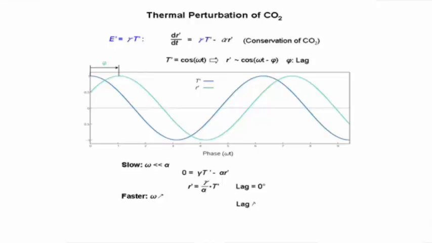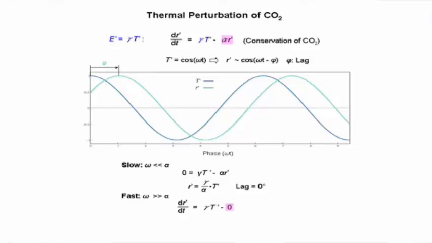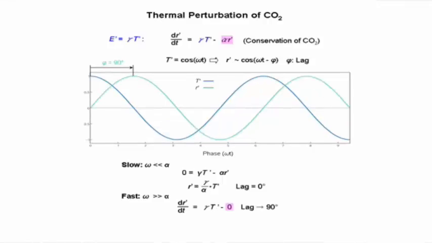At frequencies much faster than alpha, absorption then becomes negligible. The conservation law then reduces to a balance between the rate of change of CO2, that's the time derivative on the left-hand side, and thermally induced emission that forces it. CO2 then evolves like cumulative temperature, the integral of temperature. At these frequencies, CO2 assumes a limiting lag of 90 degrees. CO2 oscillates in quadrature with temperature, lagging by a quarter cycle.